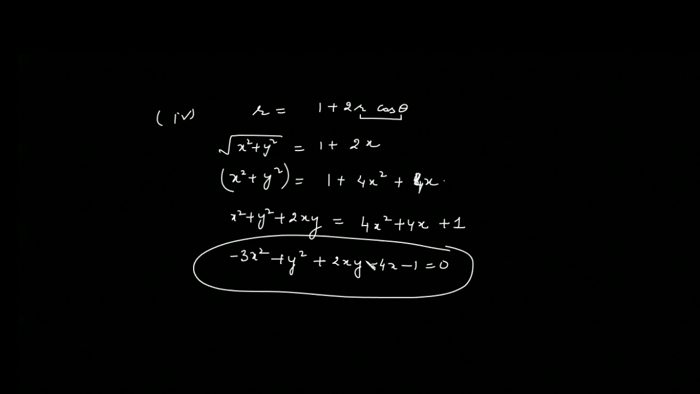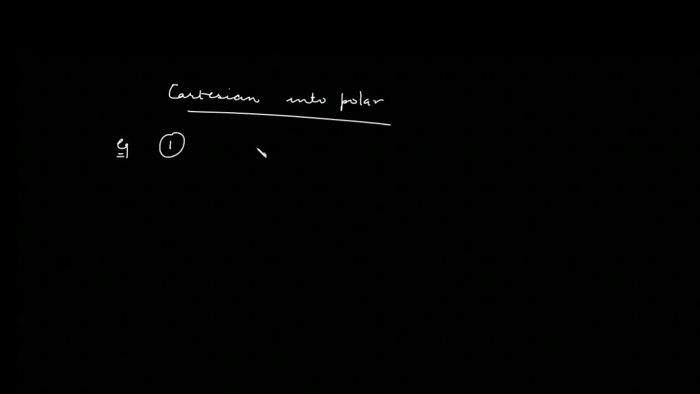So this is the equation in Cartesian and this is the equation in polar. Similarly, we can convert Cartesian into polar. For example, find the polar equation of this. We can open this square. It is y square plus 9 minus 6y is equal to 9.